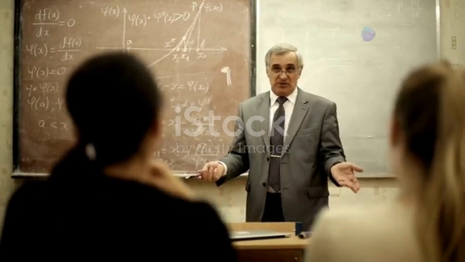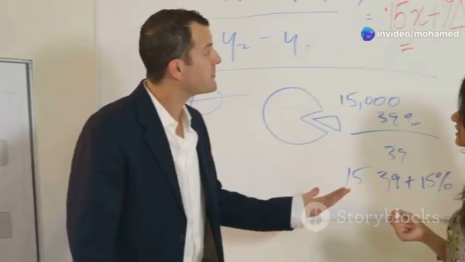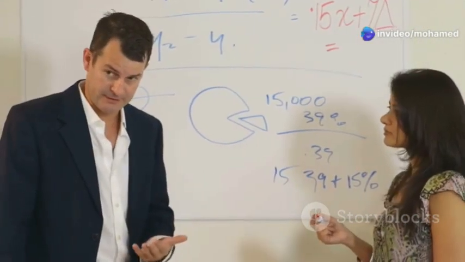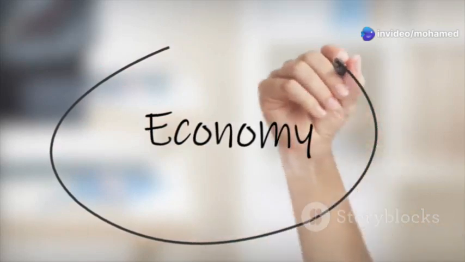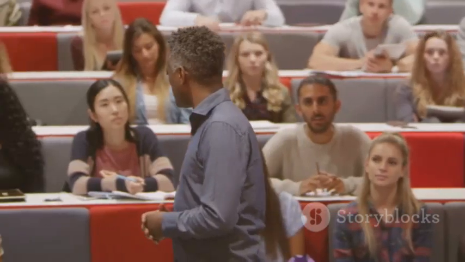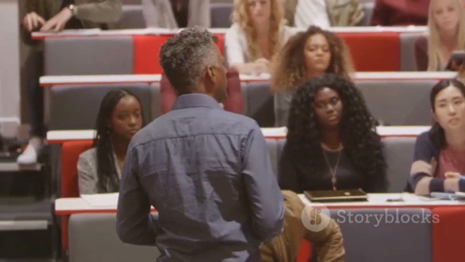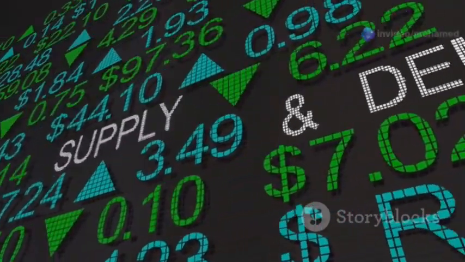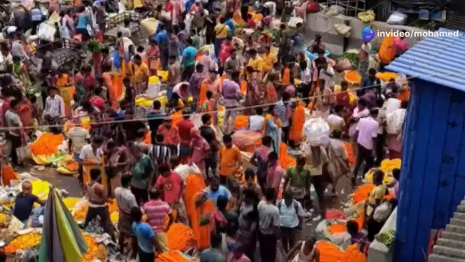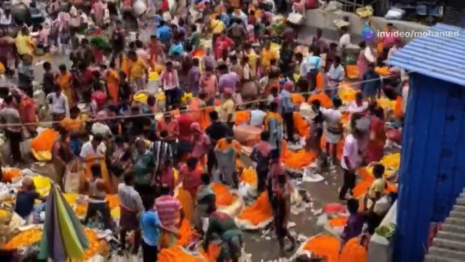Section 6. The role of models in economics. Economists use models to simplify the real world. A model is a simplified representation of reality. Models help us to understand complex phenomena by focusing on the most important factors. One example of an economic model is the supply and demand model. This model shows how the price of a good is determined by the interaction of buyers and sellers.